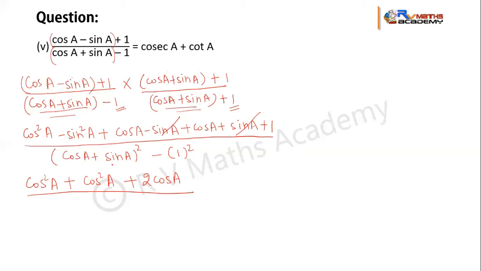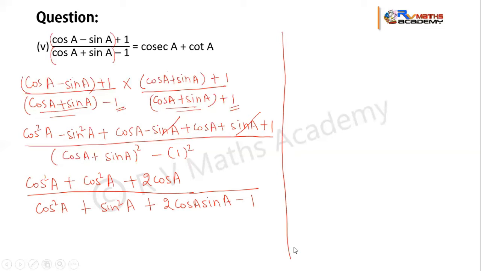Now in the denominator, we can open this bracket by using the formula for A plus B whole square. So A square, that is cos square A, plus B square, that is sin square A, plus 2 times AB, that is 2 times cos A into sin A, and this is minus 1. Now in the next step, cos square A plus cos square A means we can write 2 cos square A plus 2 cos A. And in the denominator, cos square A plus sin square A is 1. So 1 plus 2 cos A sin A minus 1, so 1 and 1 will cancel out.